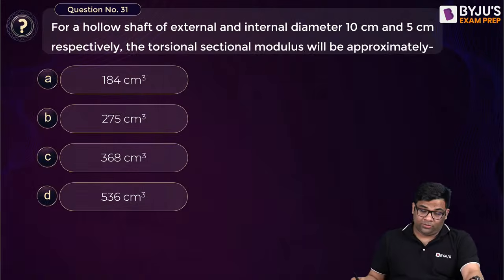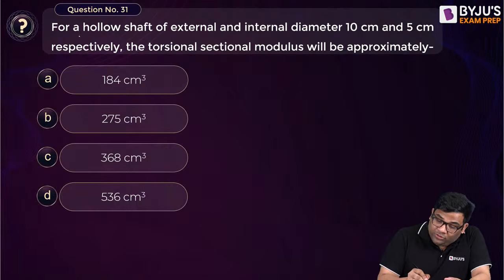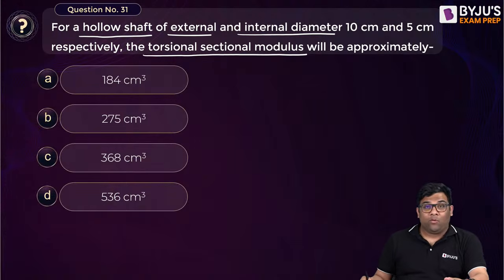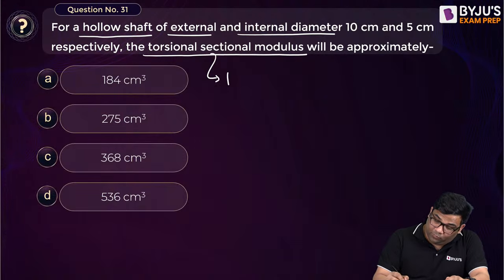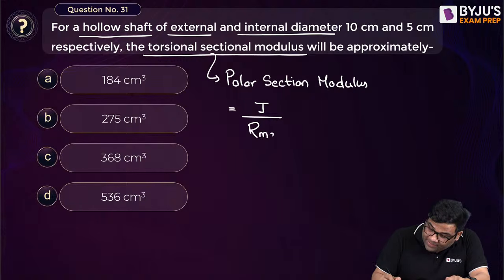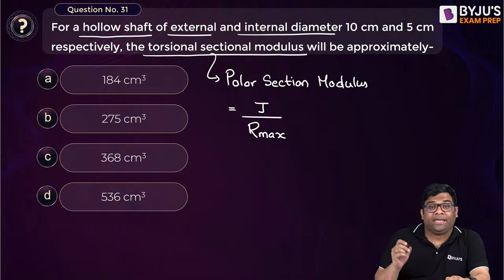Okay, next question, question 31. We have a hollow shaft with an external and internal diameter as given. What is the torsional section modulus? This is also the polar section modulus. Now the polar section modulus is J by R max.